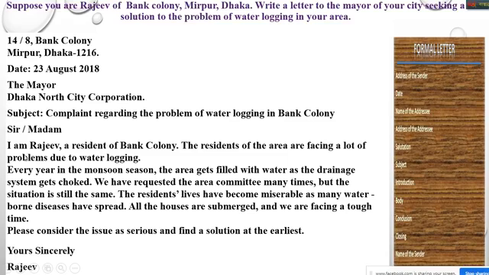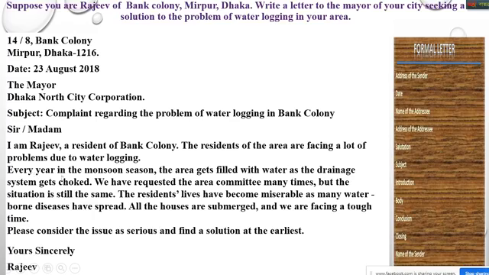You see, that is the body of the paragraph. As I mentioned, first you have to give your introduction. So you are just giving your introduction: I'm Rajiv, a resident of Bank Colony. The introduction is finished in one sentence. And then the residents of the area are facing a lot of problems due to water logging. This is the focusing of your problem. And then it is the development of the main problem, the main issues.